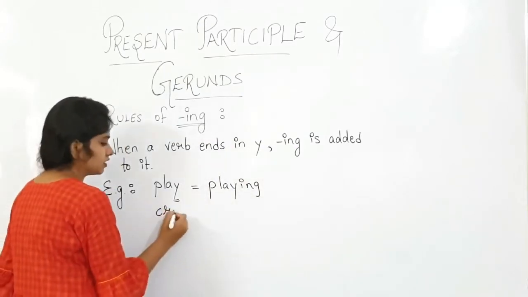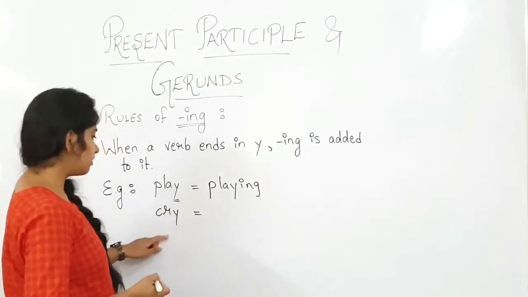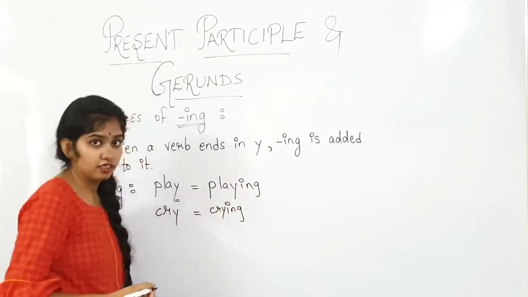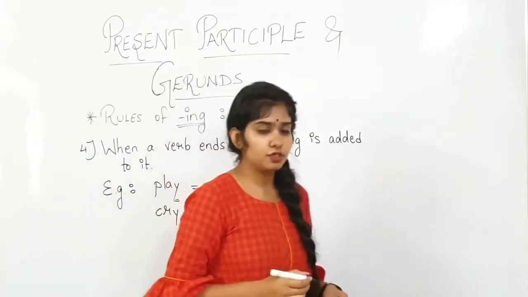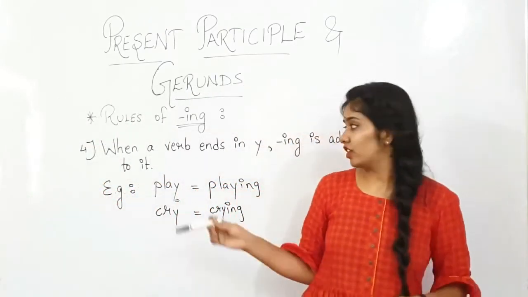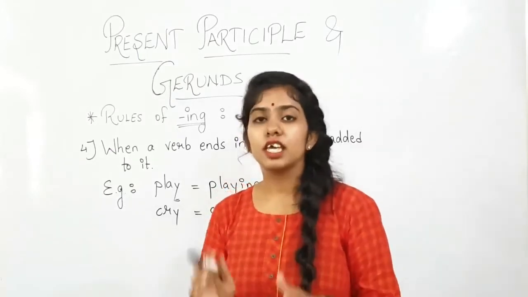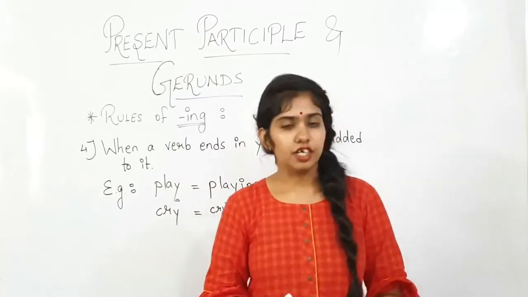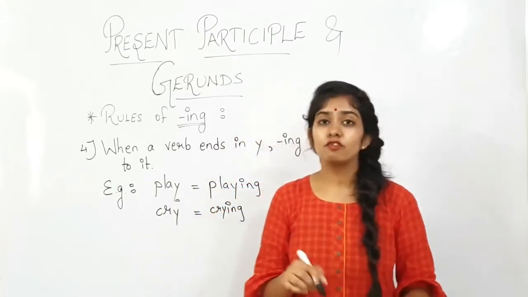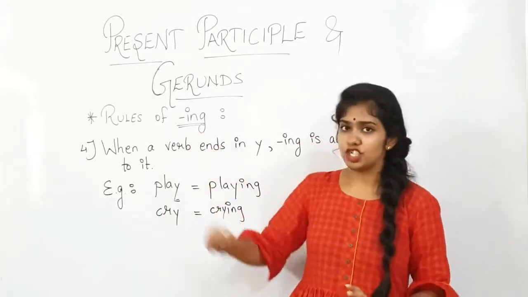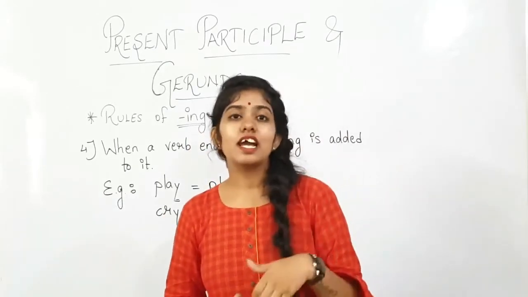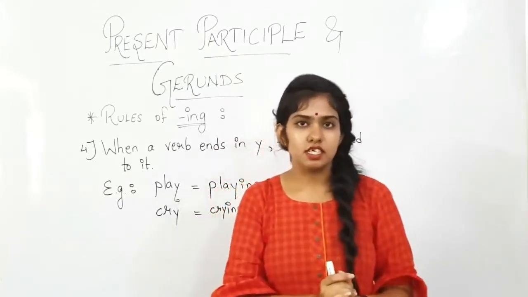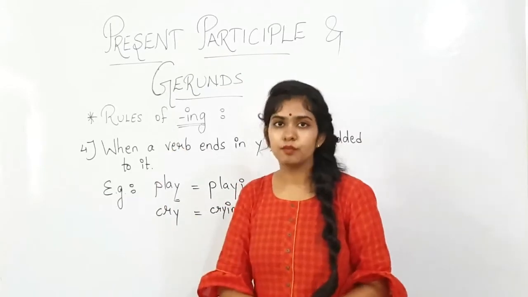Then cry. So what will we do over here? We will directly add ing: crying. So you can see, students, that whenever the word is ending with y, we will keep the y as it is and we will directly add ing to that word. So students, here we have learned 4 rules of ing, that whenever we are adding ing, we need to keep some rules in our mind. So that we have learned over here, right?